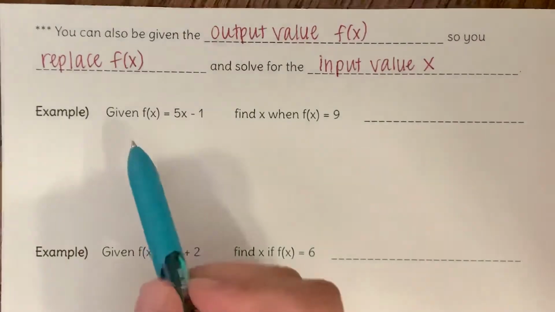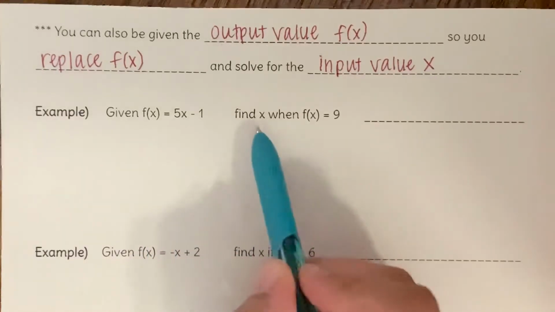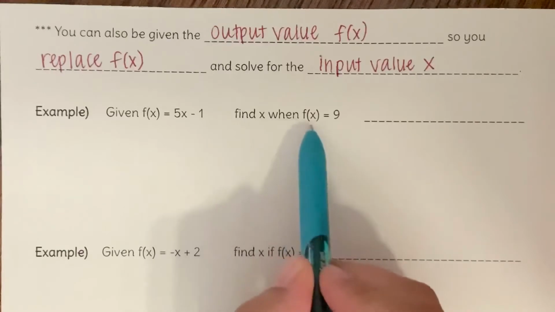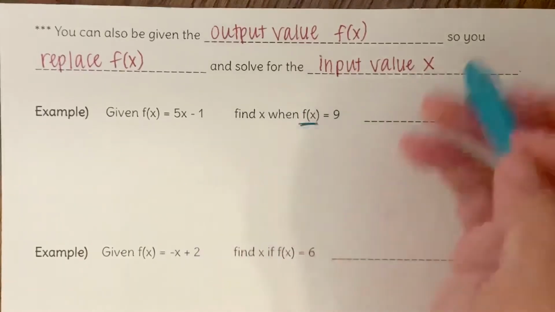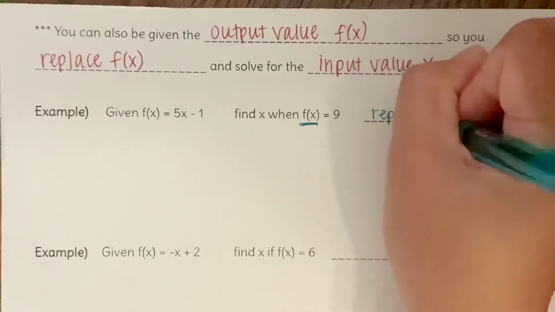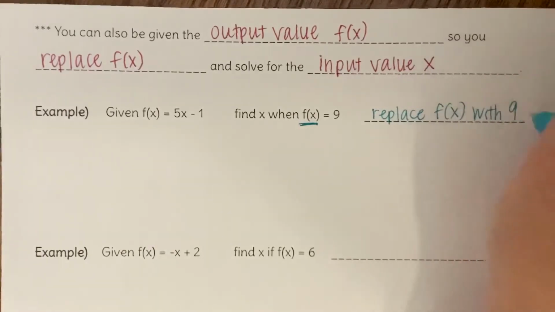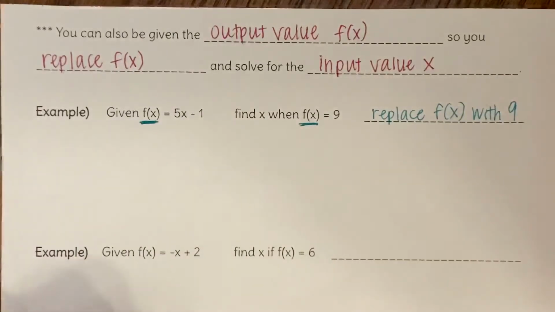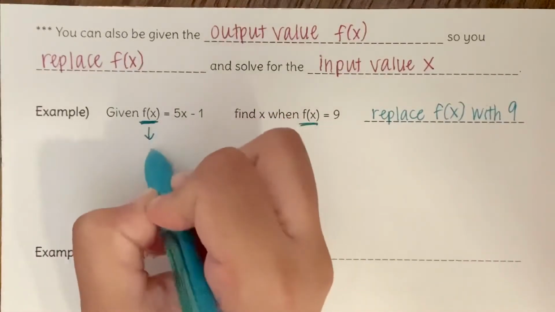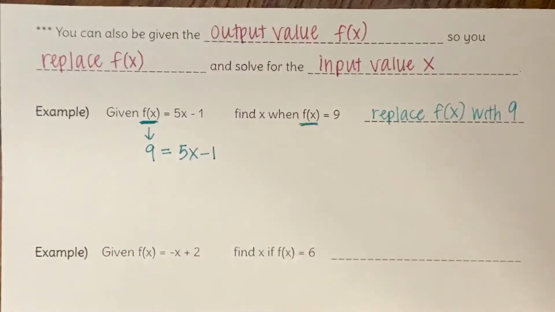So what does this look like? An example, given f of x equals 5x minus 1, I want to find what my x is when f of x equals 9. So I want to be very careful. I'm not replacing x anymore. I'm replacing f of x. So I'm going to replace f of x with 9. So f of x is over here. That means that that is now going to become 9 is equal to 5x minus 1.